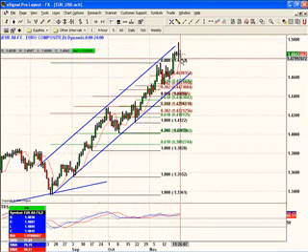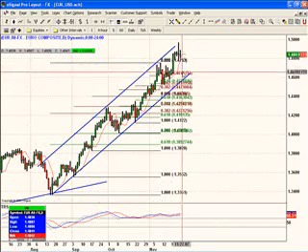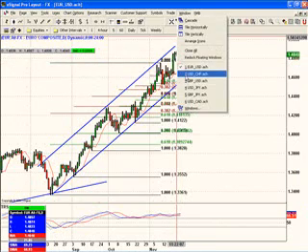So do be careful intraday. This is a bullish chart, so we should be favoring the upside intraday, but watch out. It may want to pull back down towards the lower end of that channel. We'll have to see if it materializes.